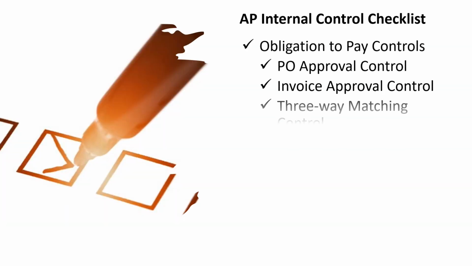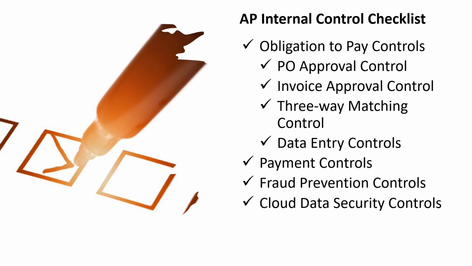So here's your AP internal controls checklist. Obligation to pay controls, payment controls, fraud prevention controls, and cloud data security controls. Let's review each of these and understand how AP automation makes compliance a breeze.